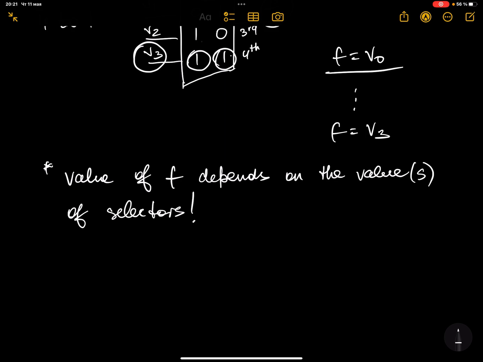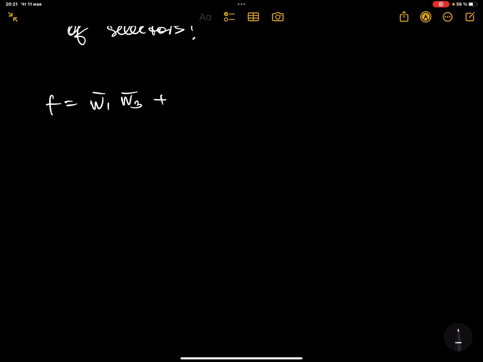Now we're going to consider a problem where we have to implement a function, not using a decoder, but using a multiplexer. You're given this function, f equals w1 not, then w3 not plus w2, w3 not plus w1 not and w2.